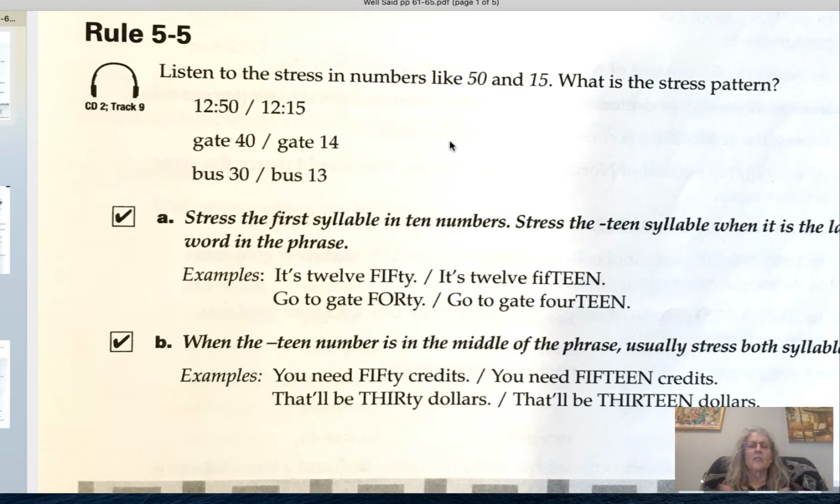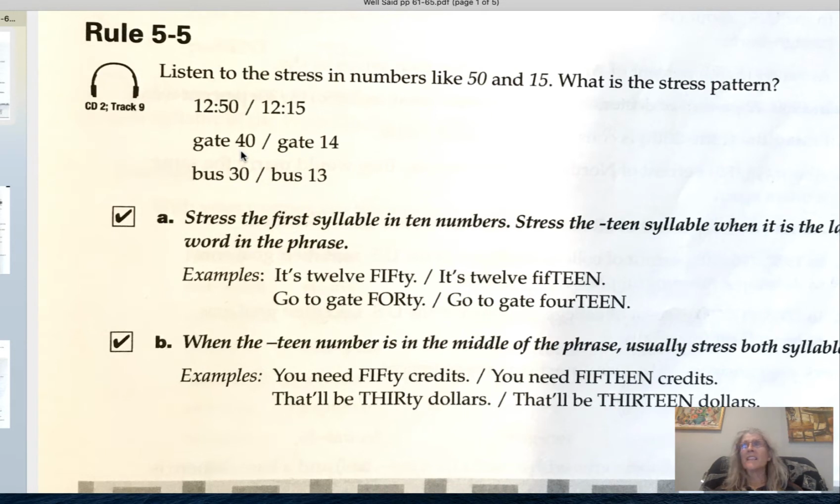Okay, so here's the rule. Stress the first syllable in 10 numbers, and the 10 numbers are these: 10, 20, 30, 40, 50, 60, 70, 80, 90. Okay, so those are your 10 numbers. So you're going to stress the first syllable, and then stress the teen syllable when it is the last word in the phrase. Okay, so it's 1250. It's 1215. Go to gate 40.